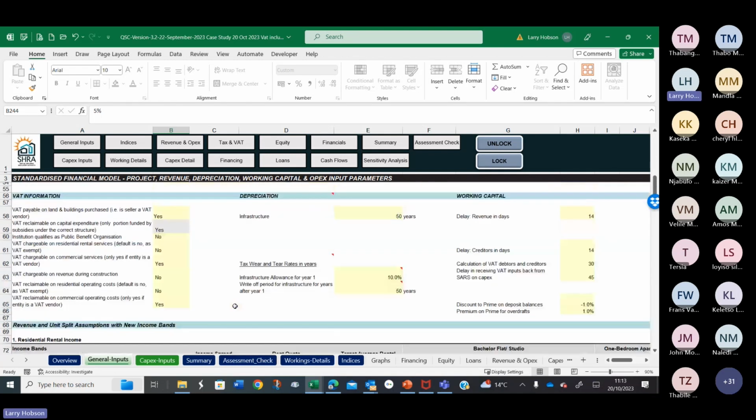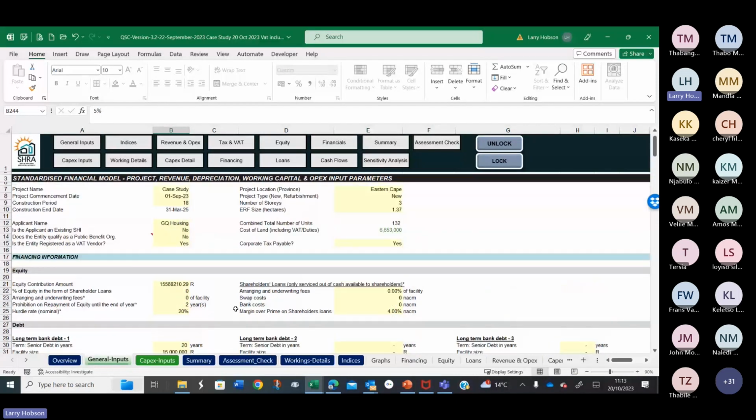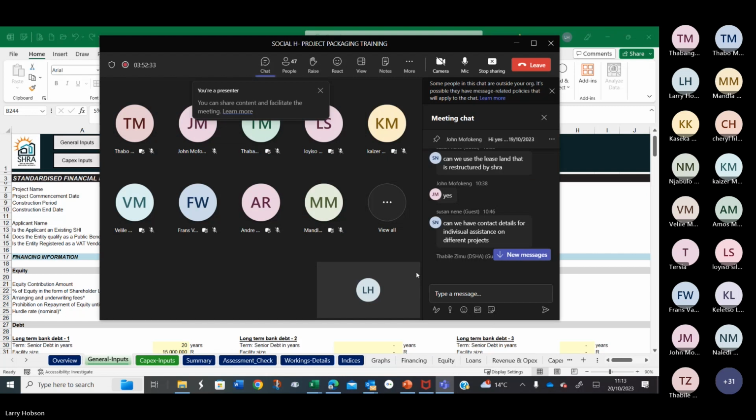Before we go further, does anyone have any questions about this input sheet? You want to raise your hand?